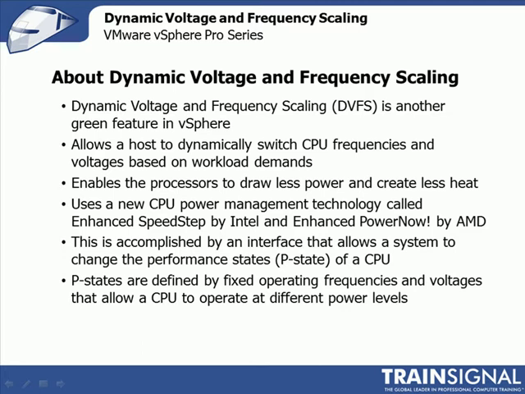Earlier versions of SpeedStep and PowerNow only supported switching between high and low frequencies. The enhanced versions also added support for varying the voltage of the processor as well. This is accomplished by an interface that allows the system to change the performance states, also known as P states, of a CPU. P states are defined by fixed operating frequencies and voltages that allow a CPU to operate at different power levels.